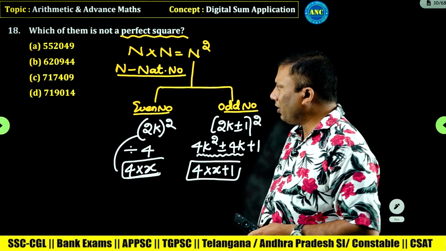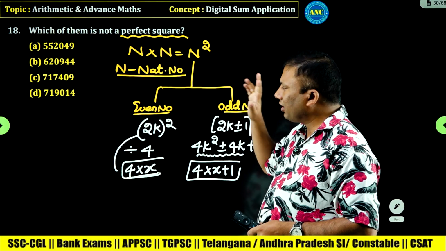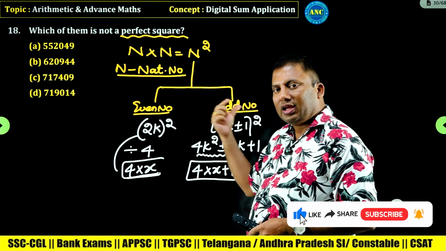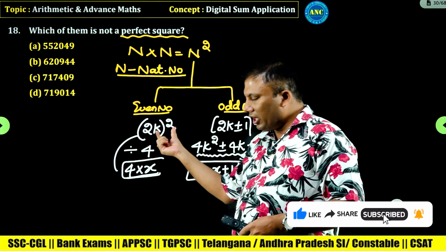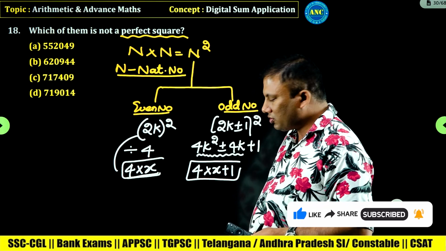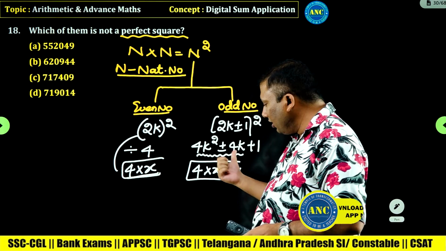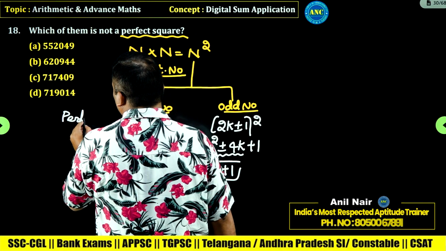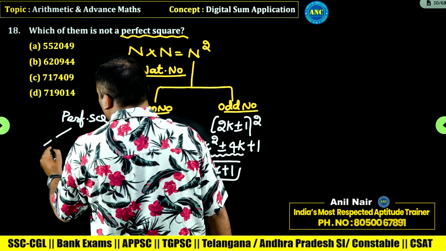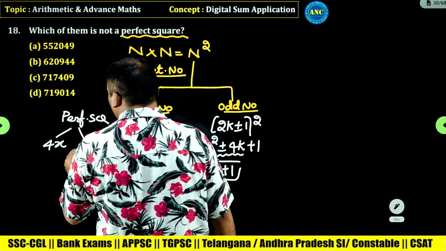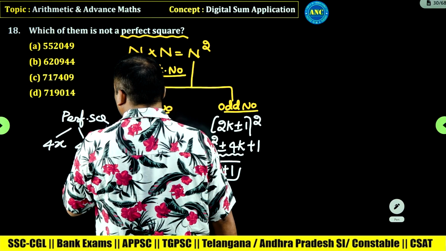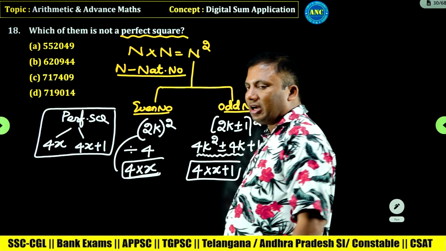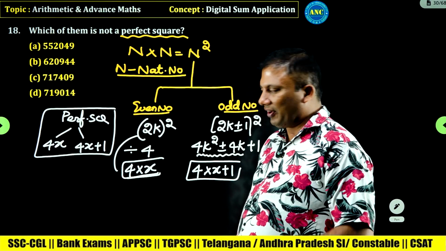A very, very important property, sir. It is a perfect square, meaning n into n. That natural number can be an even number or an odd number: (2k) whole square or (2k plus or minus 1) whole square. So it is either divisible by 4 or it gives a remainder 1. Any perfect square, this is a very important property, is either divisible by 4 or gives a remainder 1. If a number divided by 4 gives a remainder 2 or 3, it is not a perfect square.